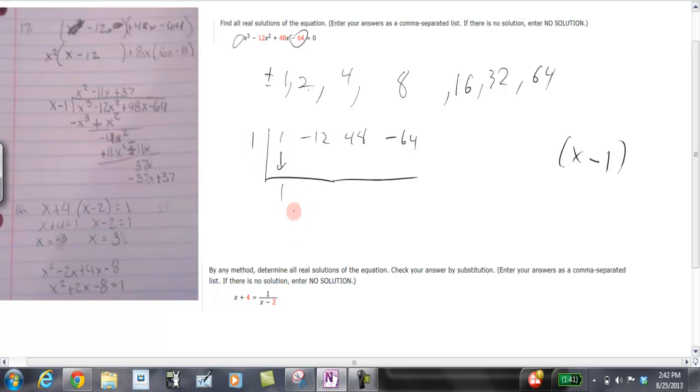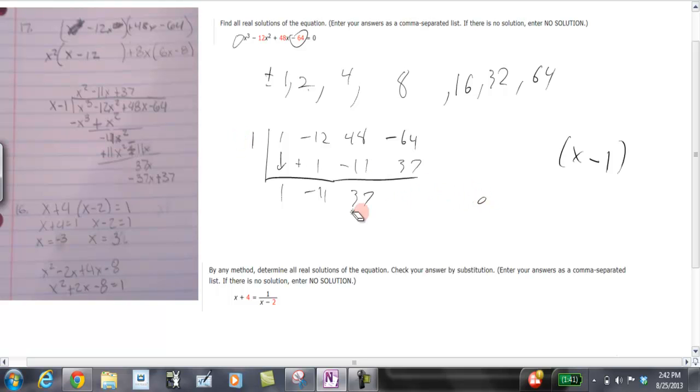So when I multiply this through, 1 times 1 makes 1. Then I add these together, so that makes negative 11. Negative 11 times 1 makes negative 11. That makes 37. Key thing here is when I add these together, it's not 0, so therefore I know that's not a factor. So that does not work.